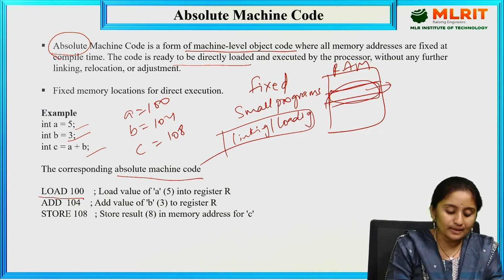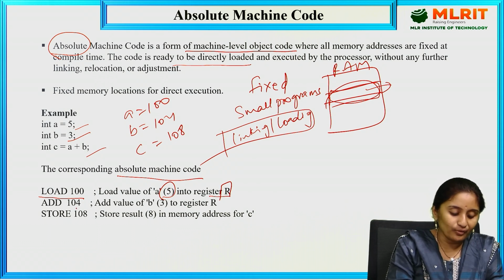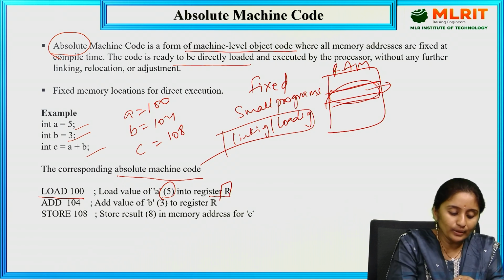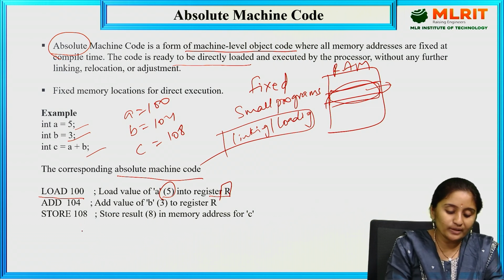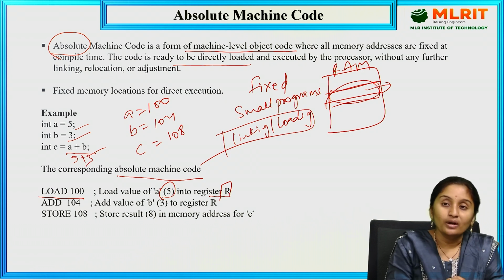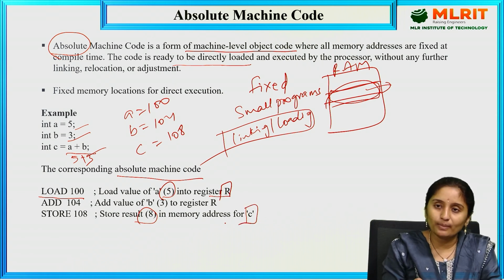LOAD 100 is nothing but the value of A, which is 5, is loaded into register R. We are going to load the value 5 into register R. And next, ADD 104, which points to the value of B. The B value is 3, and 3 is added to register R. Next, STORE 108. STORE 108 stores the A plus B value, 5 plus 3. The result is 8 and it is stored in the memory address C.